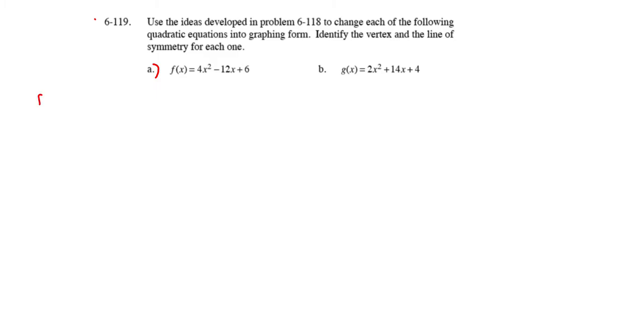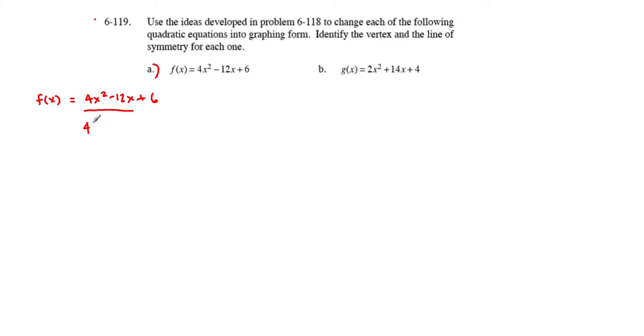I'll just make sure I have enough room here. I'm going to say f of x equals 4x squared minus 12x plus 6. So remember, our first step here is to look at the first part of our trinomial and factor out whatever our coefficient of our x squared is. So in this case, we're going to factor out a 4.